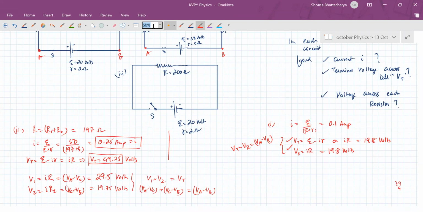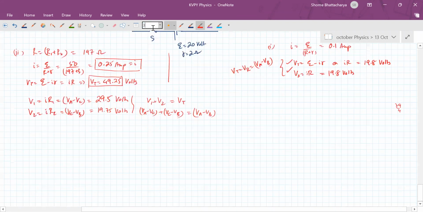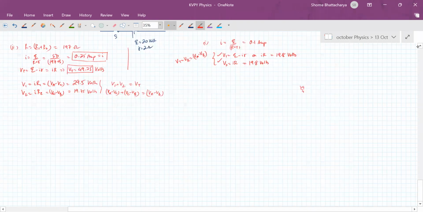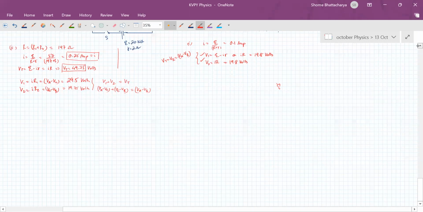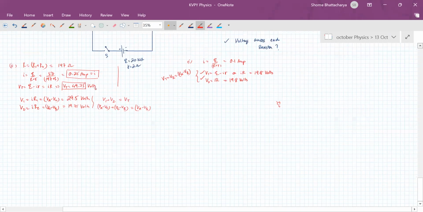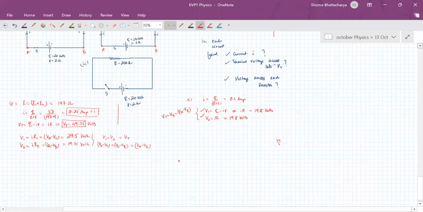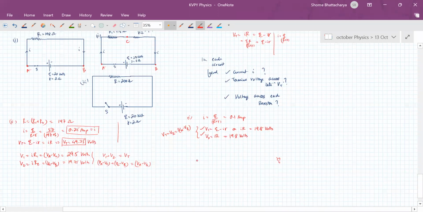And the third circuit is just to test your very fundamental concept. The circuit is broken, so there is no current. Okay. In the third circuit, the current will be 0. So the current is 0. You can see the voltage across the resistor will be 0. Okay. So the terminal voltage across the battery will be equal to the EMF, 20 volts.